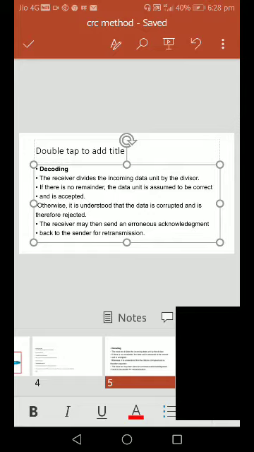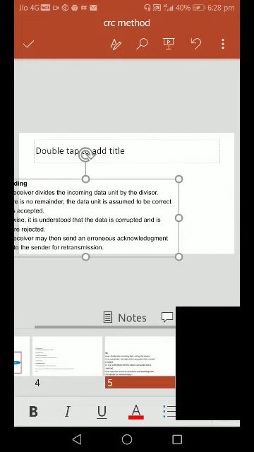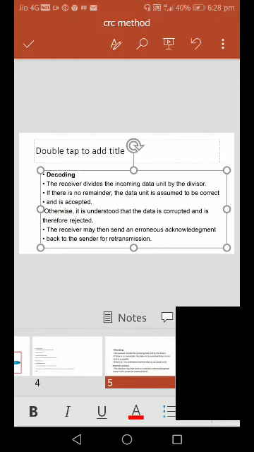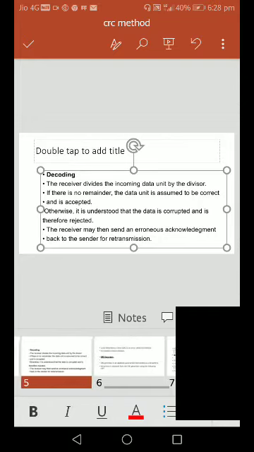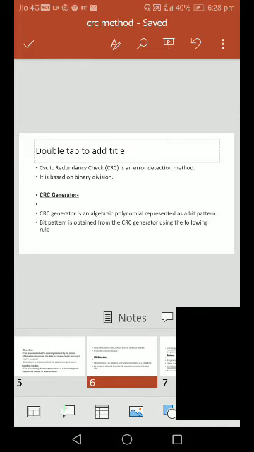The receiver may then send an erroneous acknowledgement back to the sender for retransmission. After that, we move to the next slide.